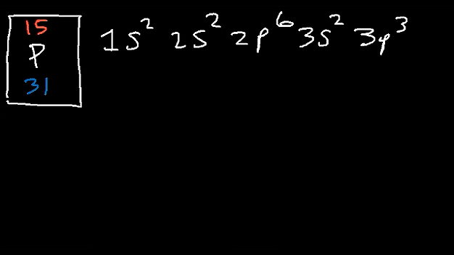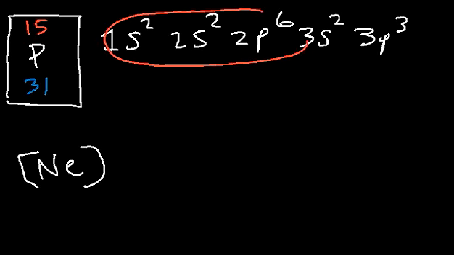Neon has an atomic number of 10. So you can replace neon with the portion of the electron configuration that adds up to 10, which is 1s2, 2s2, 2p6. And then after that, you can write what's left over. That is the 3s2 and 3p3. So this is the electron configuration for phosphorus using noble gas notation.